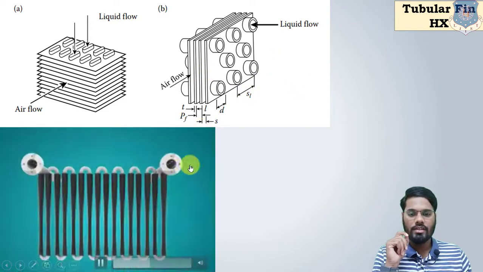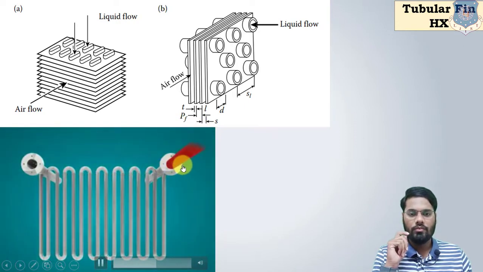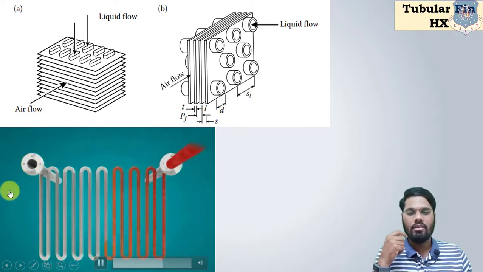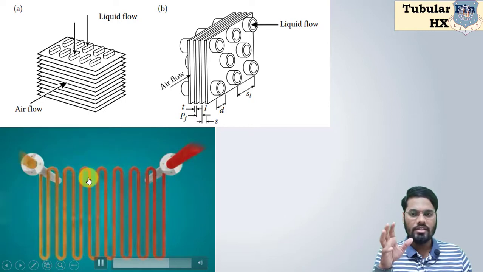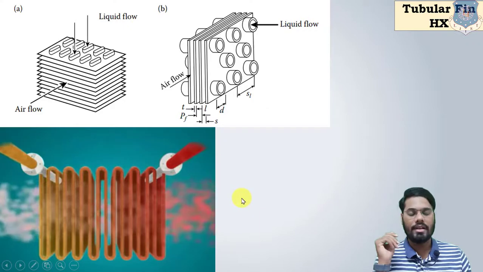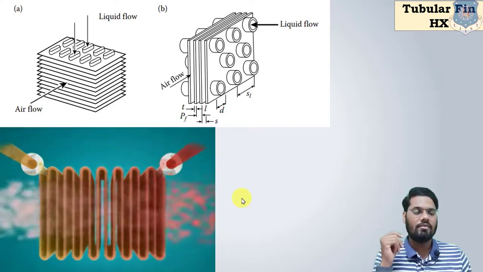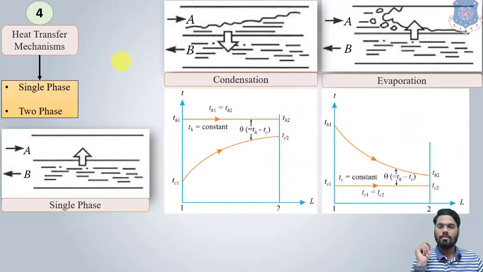In this video you can understand there is a flow of a fluid from this pipe. So we provide some extra surfaces, or we can say extra pipe, to increase the surface area, and the overall increase in this surface area will result in increasing convection rate, so the heat transfer rate. So this is one form of heat exchanger by extended surfaces, which is known as the tubular fin heat exchanger. So now the last one, according to heat transfer mechanism, single phase and two phase.